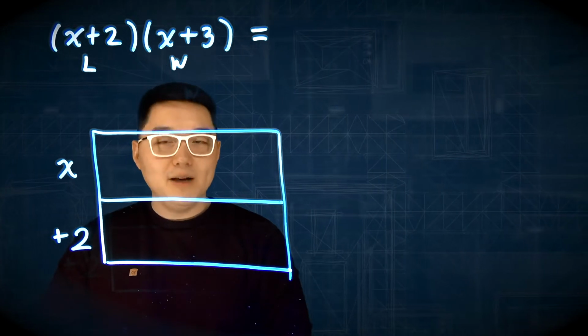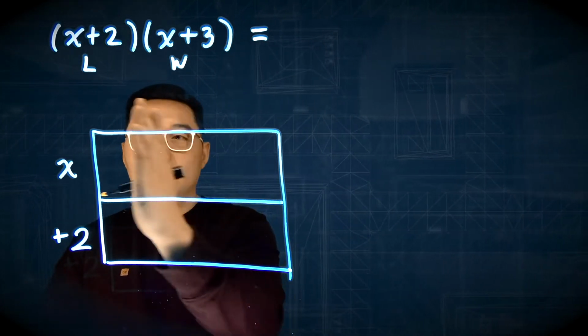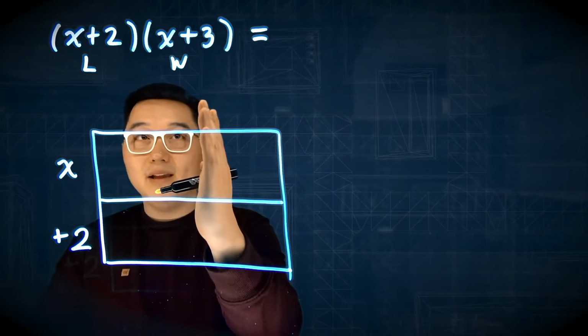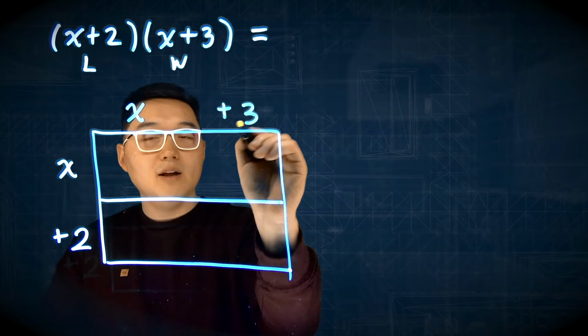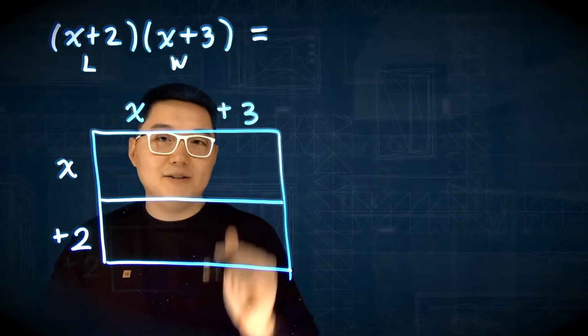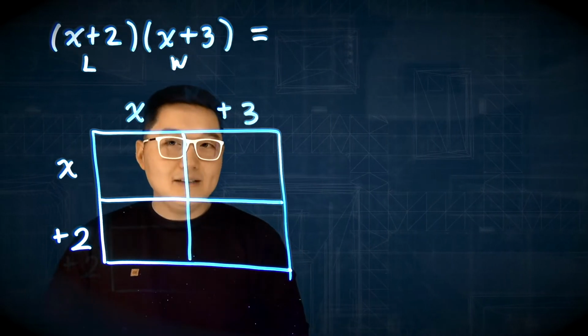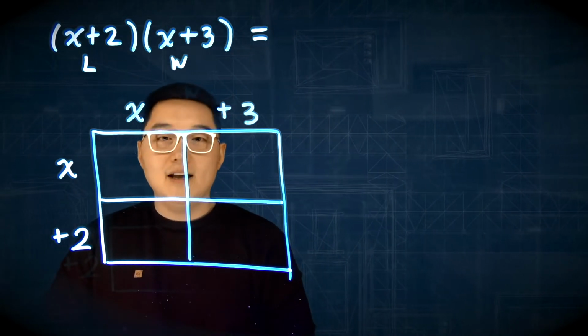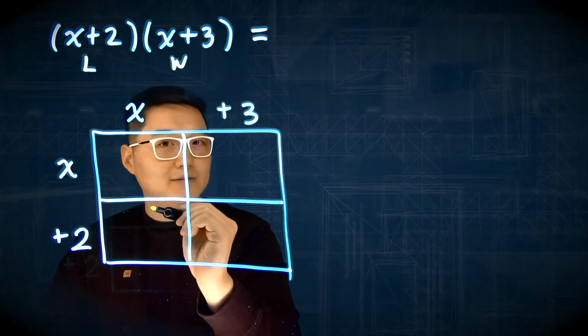Now what about the width? The width of the rectangle is x plus 3. So it's x feet wide plus 3 more, which again divides the rectangle into two more sections. Now, how many sections do you see? There's a grand total of 1, 2, 3, 4 sections of this rectangle.